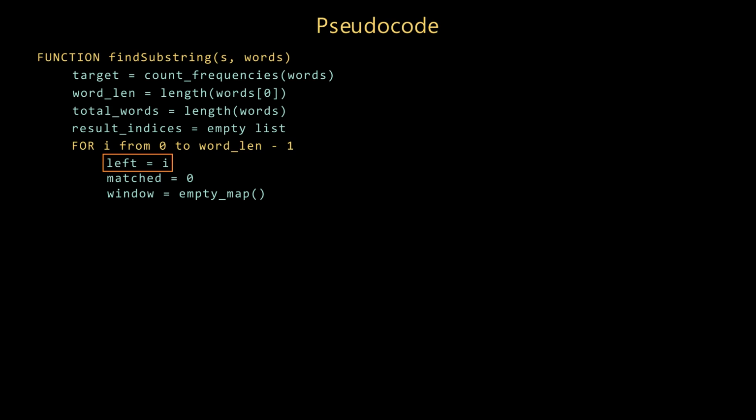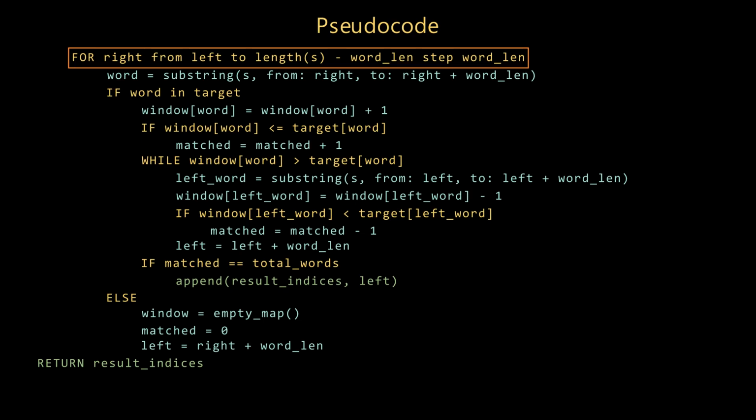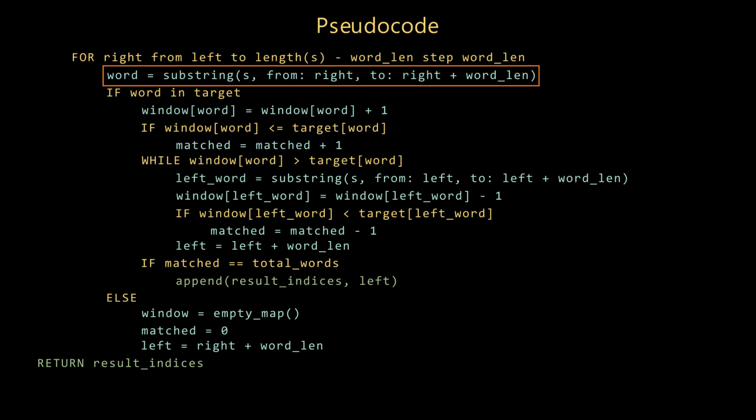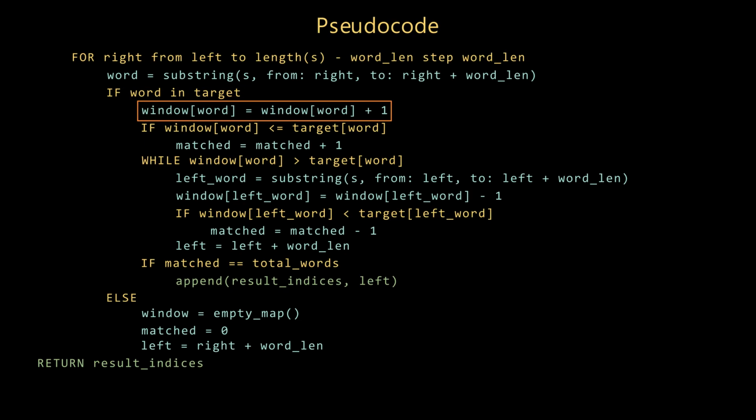Anchor the left pointer at this offset. Reset the matched word counter. Clear the sliding window map for a fresh run. The right pointer steps forward in word length blocks. Read the next word-sized chunk from S. If the chunk belongs to our target dictionary, log it in the window map.